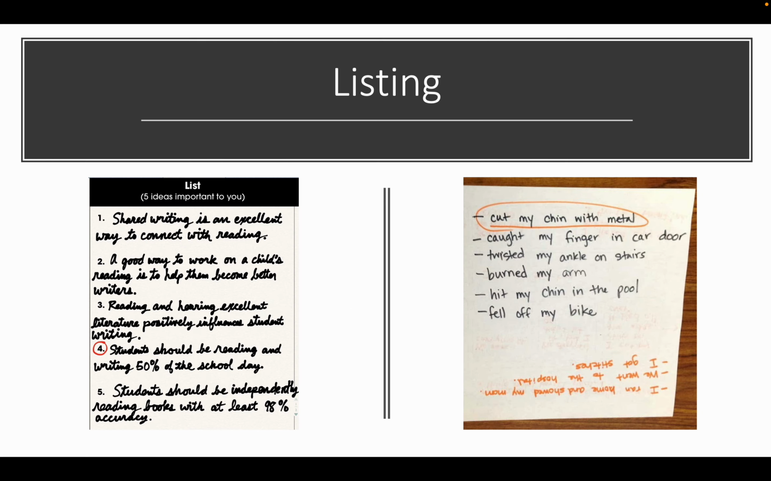So here is just some examples of what pre-writing listing might look like. Here on the left, we see a student is just writing down ideas that are important to them. On the right, we see a student writing down significant events and kind of what they learned and some patterns maybe we can pick out of this list.